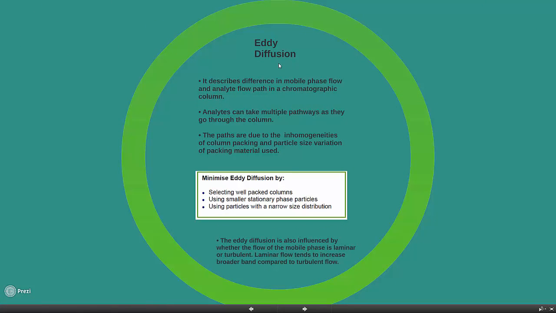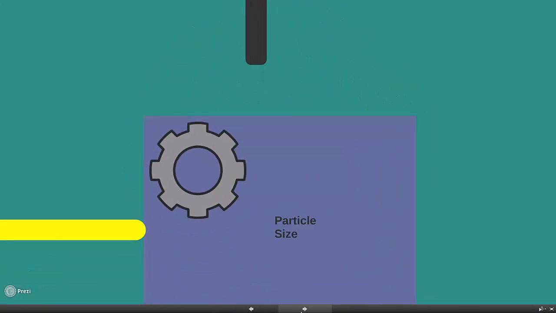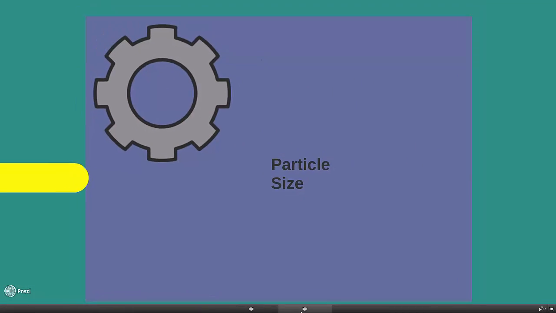Another thing is eddy diffusion. Eddy diffusion is due to analytes having multiple paths. They can go in different paths as they go through the column, and to minimize it, you can have a well packed column. The eddy diffusion also differs depending on whether the flow is laminar or turbulent. Laminar flow tends to increase band broadening compared to turbulent flow. It depends on particle size.